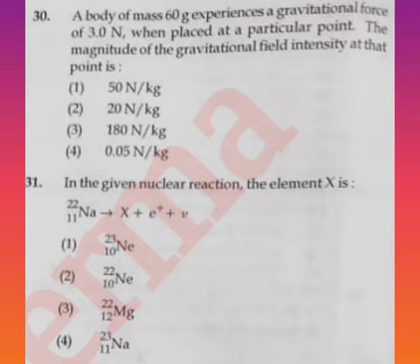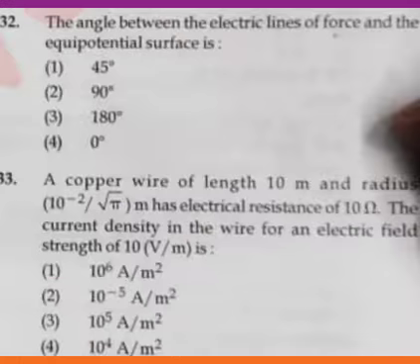Next, question number 32. The angle between the electric lines of force and the equipotential surface is: option 1, 45 degree; option 2, 90 degree; option 3, 180 degree; option 4, 0 degree. The correct answer of this question is option 2, 90 degree.